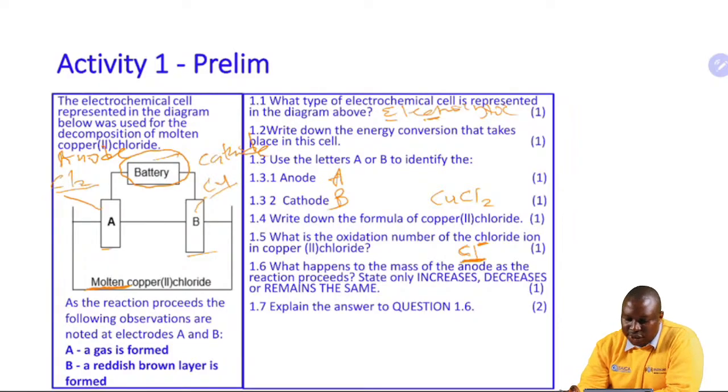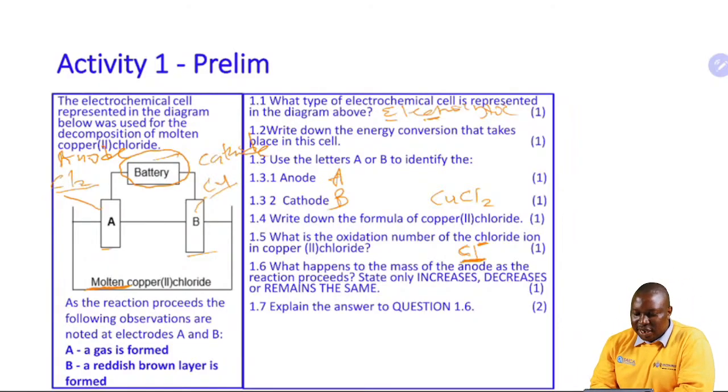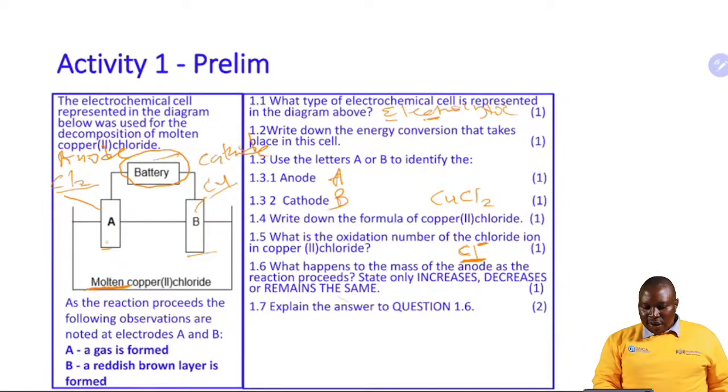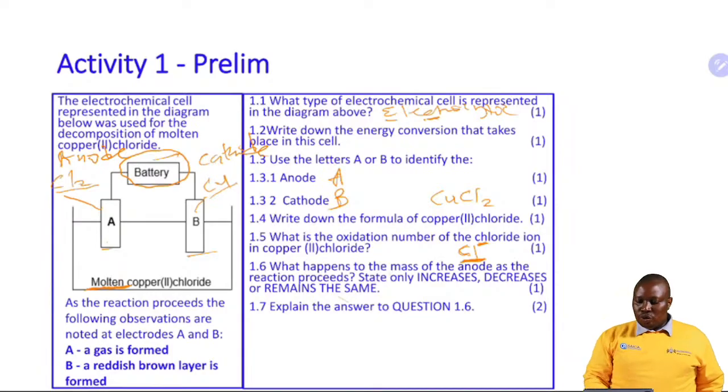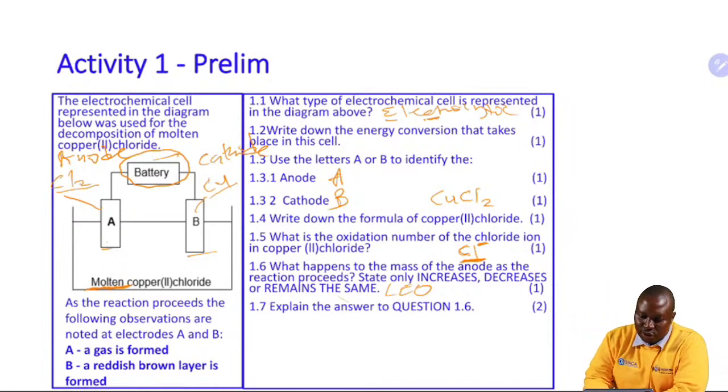So you see now this becomes a tricky question to ask yourself. Okay, we're having our anode here. Remember, we said the anode is the electrode that undergoes oxidation. So we're going to have loss of electrons, which is oxidation. And then we said when we are losing electrons, there will be a decrease in the mass.